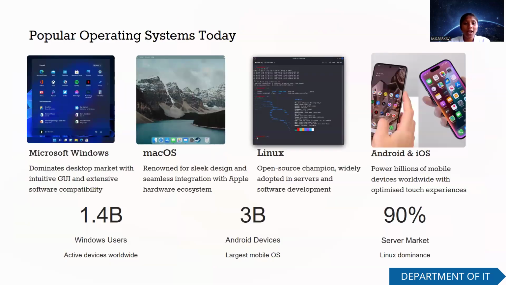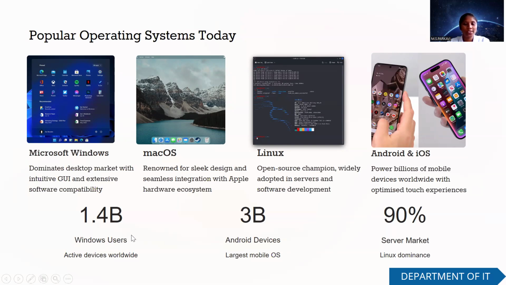Next, currently popular operating systems today. First we have Microsoft Windows, then macOS, then Linux, and Android and iOS. Microsoft Windows dominates the desktop market with an intuitive GUI and extensive software compatibility. Next, macOS is renowned for sleek design and seamless integration with Apple software and ecosystems. Linux is the open-source champion, widely adopted in servers and software development. The last one is Android and iOS, which power billions of mobile devices worldwide with optimized user experience.